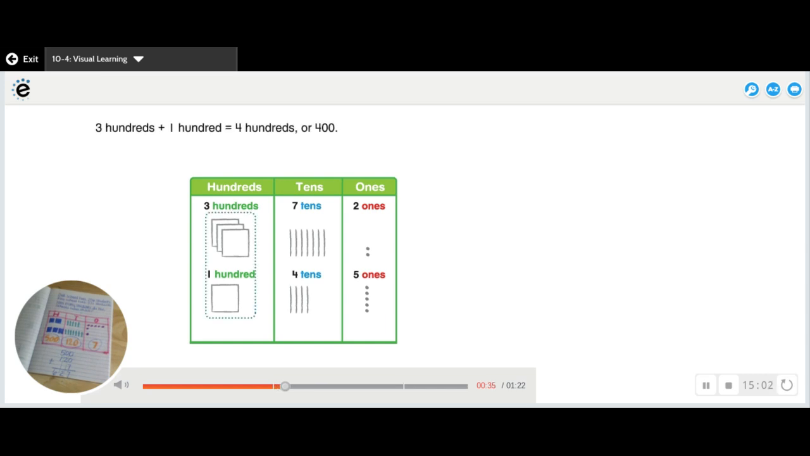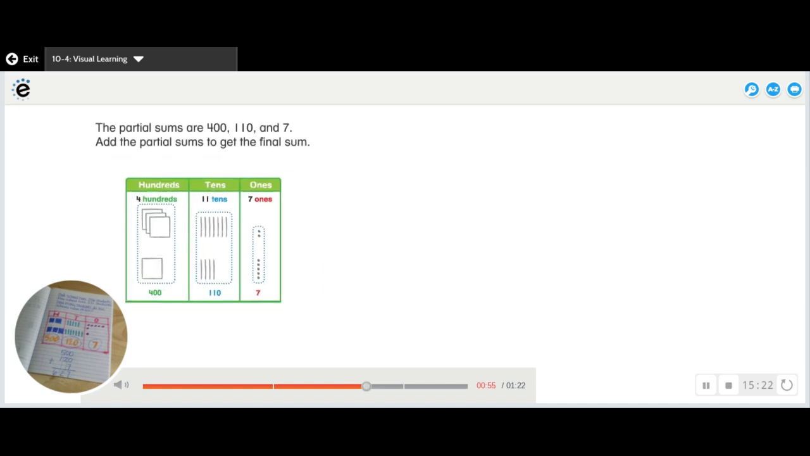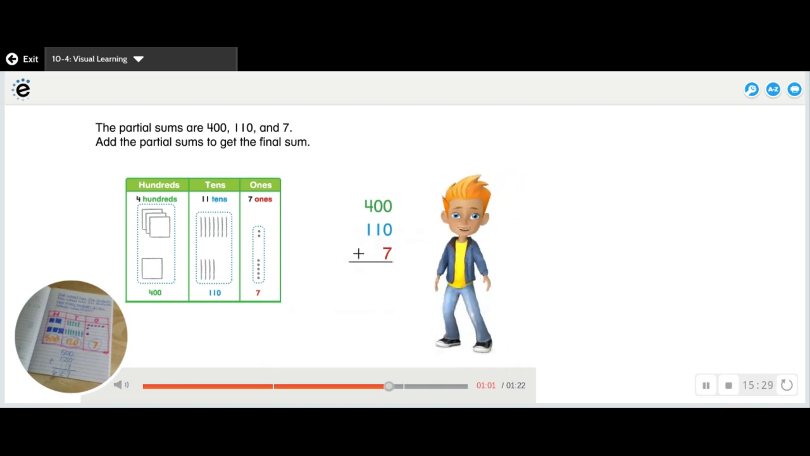3 hundreds plus 100 equals 4 hundreds, or 400. 7 tens plus 4 tens equals 11 tens, or 110. 2 ones plus 5 ones equals 7 ones, or 7. The partial sums are 400, 110, and 7. Add the partial sums to get the final sum. What is the sum?